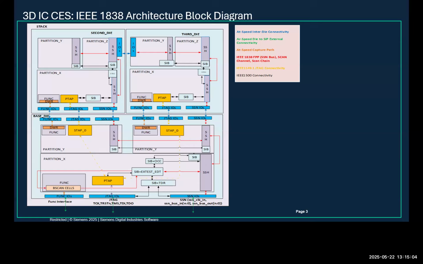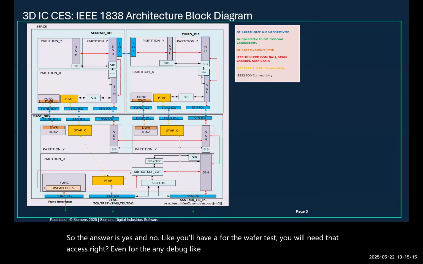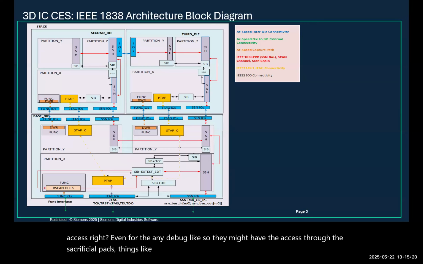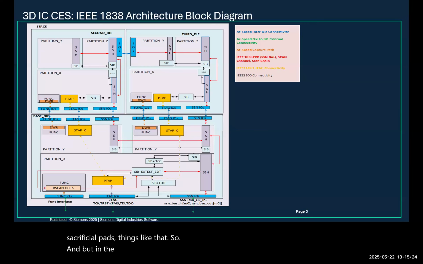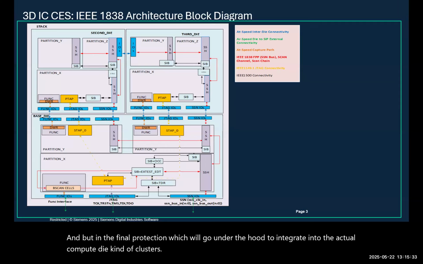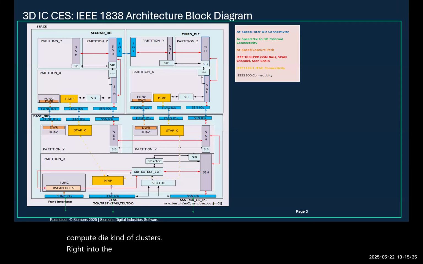Okay, so the answer is yes and no. For the wafer test, you will need that access. Even for any debug, they might have that access through sacrificial pads, things like that. But in the final product, which will be integrated with the actual compute die clusters, into the ASICs, the logic dice portion of it.